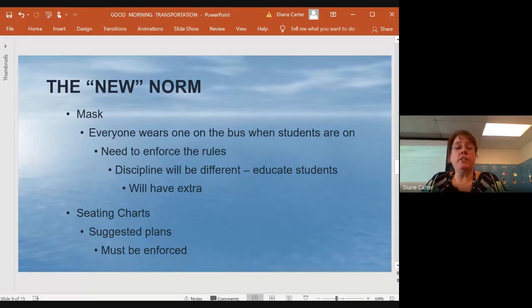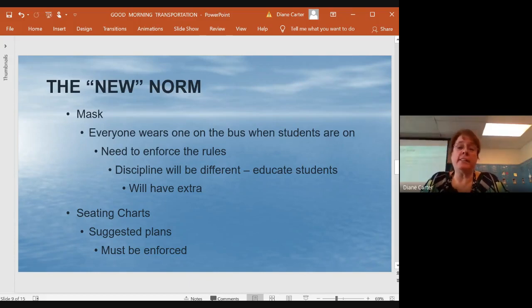If you have any questions at all, come see me. It's not so much about getting them kicked off the bus or discipline. It's going to be about educating them as to why they need to wear the mask and how that is keeping their friends and themselves safe and everybody around them. So education first, but you have to be diligent about it.